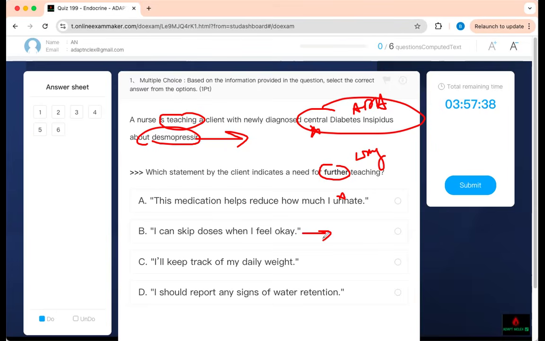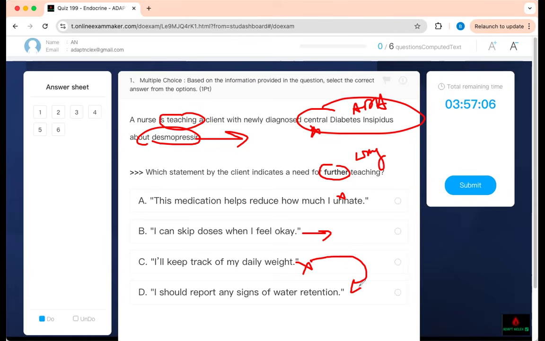I will keep track of my daily weight, because you're going to start retaining weight. This is the test taking strategy. The ADH is going to keep you from losing water. So you're going to retain water. So if you gain weight, let me know. This does not need further teaching. This is the same thing. If we watch how questions are framed, there's always something that sounds the same. C and D are the same. You should not choose D and leave C behind.